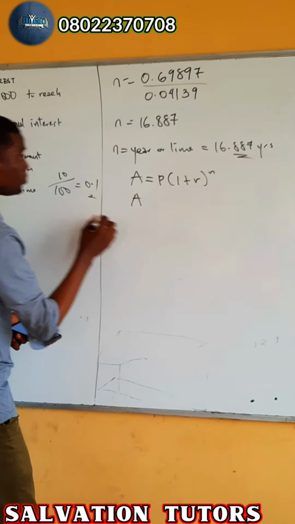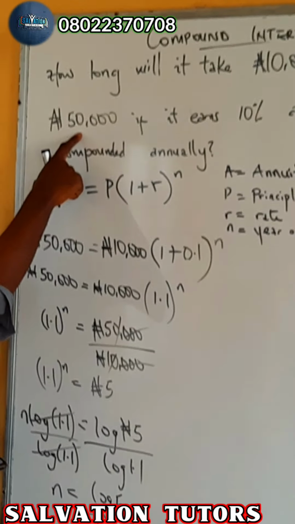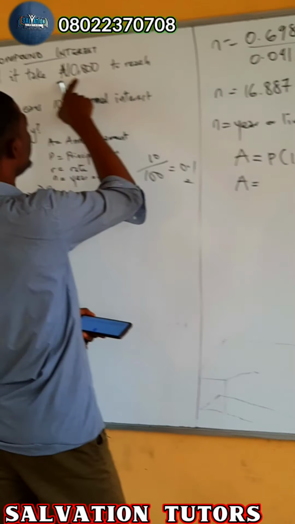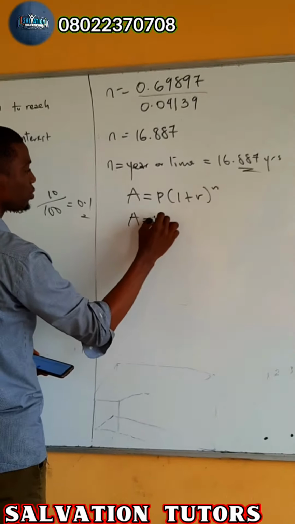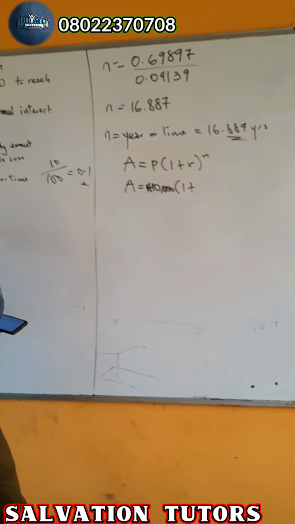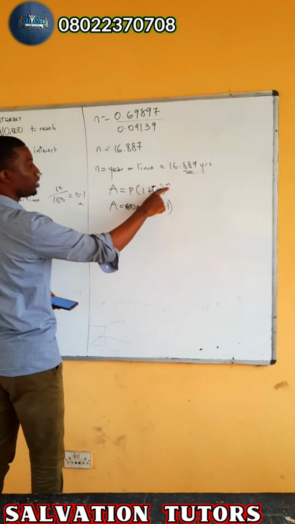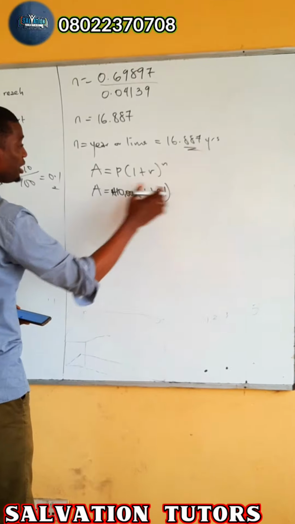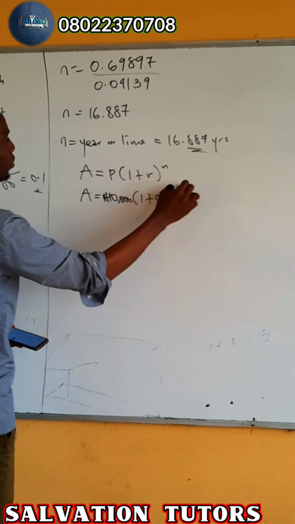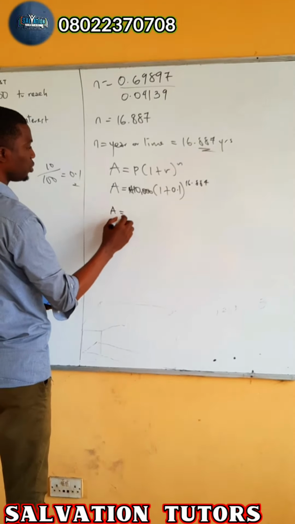Then I assume that I don't know my annuity amount. So I will say A equals what? Principal, which I now know, which is 10,000. 10,000 bracket 1 plus R, which is already given, which is 0.1, raised to power n. And we take our n to be what we derived, which is 16.887.